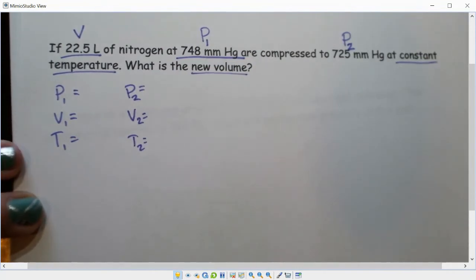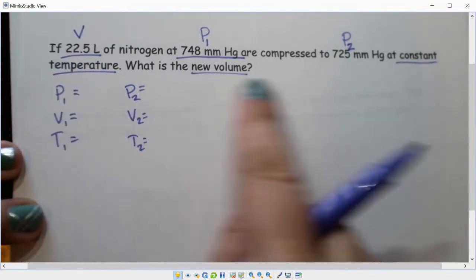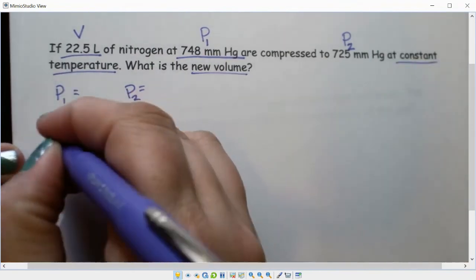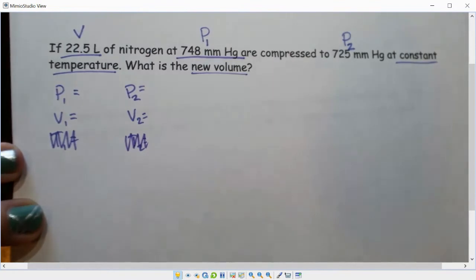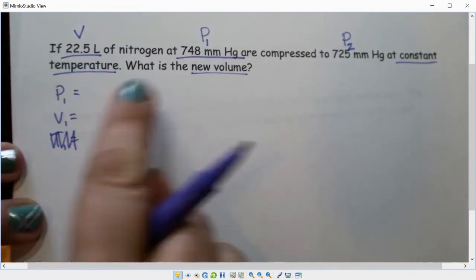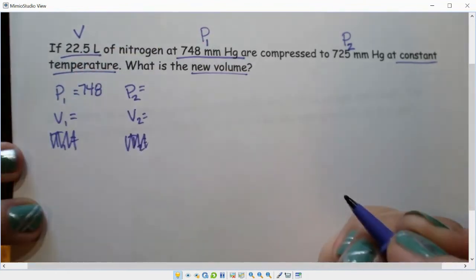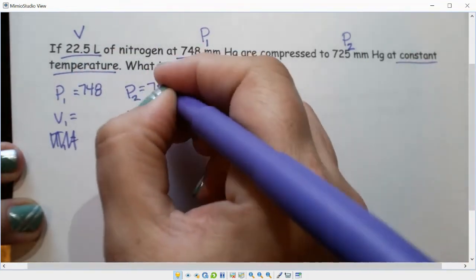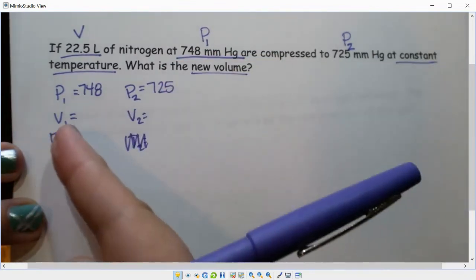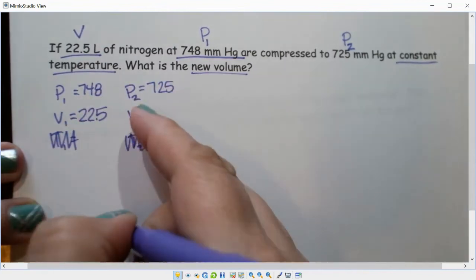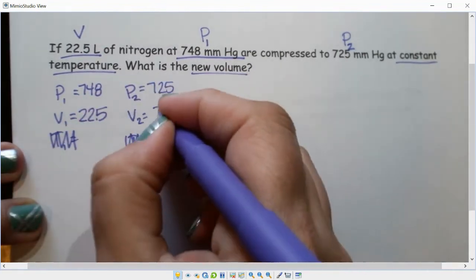And again, I'll say we're assuming for every single example, we're holding the number of moles constant so that we can ignore the N. But in this example, we're also holding temperature constant. So anytime you hold something constant, we just ignore it and get rid of it. So let's label what we know. My initial pressure is 748 millimeters mercury. My final pressure is 725. My starting volume is 22.5 liters, and the final volume is actually what I'm being asked to find.